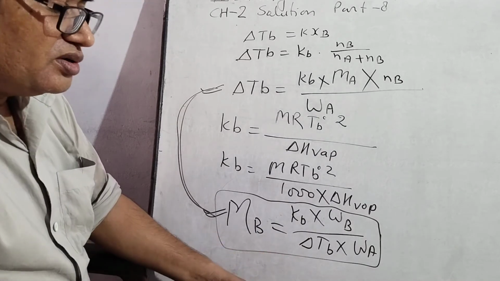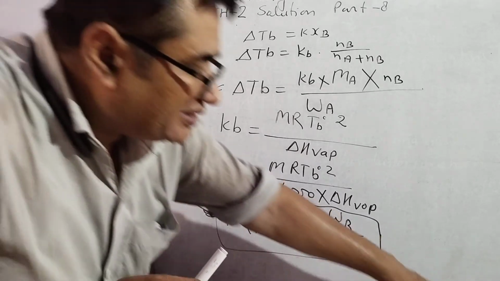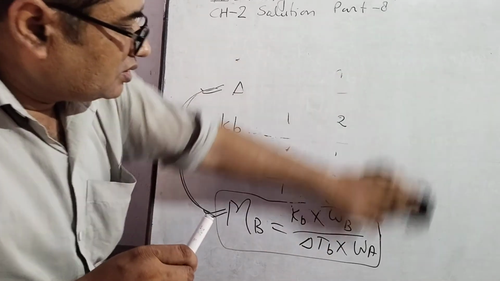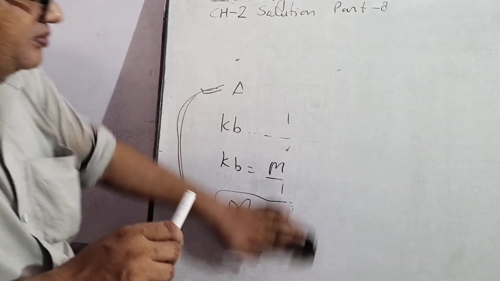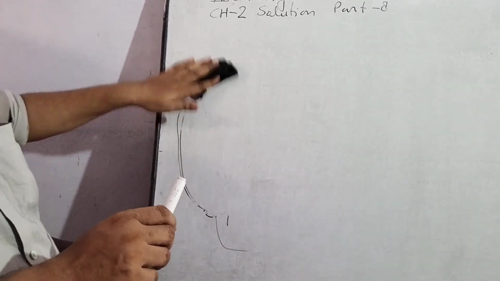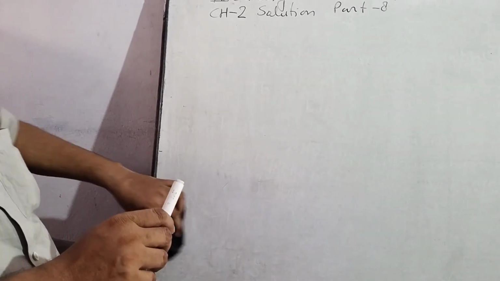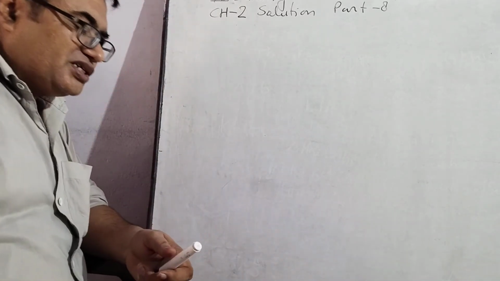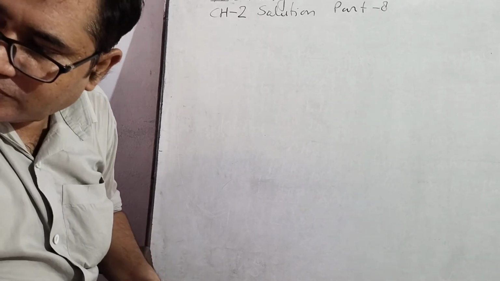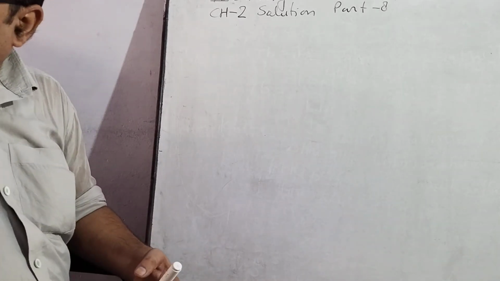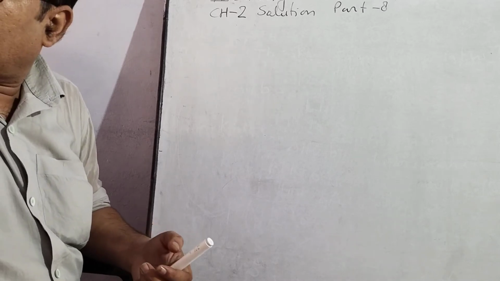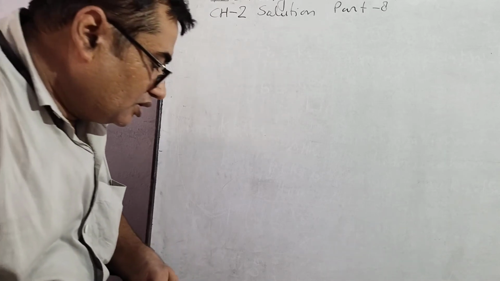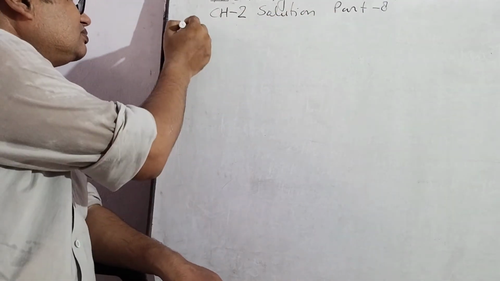Now we have to move on to another colligative property. This is the third one, which is very important. Same example we have to take: like we take some amount of water and put it in a refrigerator. That water converts into ice after some time. So, depression in freezing point.